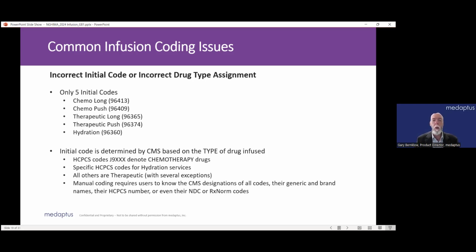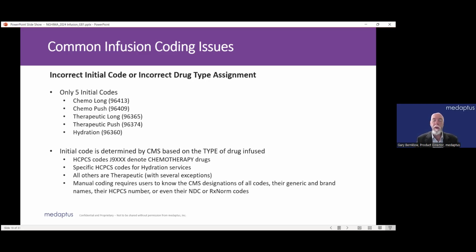If they don't have an easy way to look up what type of drug it is, some of them can be confusing, right? CMS has what they call an NDC to HCPCS crosswalk, or an RxNorm to HCPCS crosswalk. We use the CMS HCPCS crosswalk to determine the type of drugs in our system. The bottom line is that HCPCS codes that begin with J9 are typically chemotherapy drugs, so you would have to use the chemotherapy initial service.